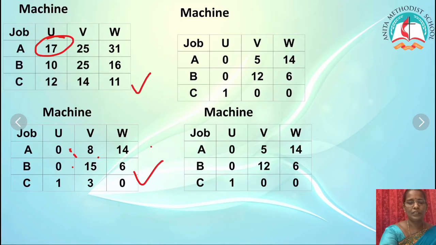10 minus 10. Here the minimum number is 10. So 10 minus 10 is 0. 25 minus 10 is 15. 16 minus 10 is 6.